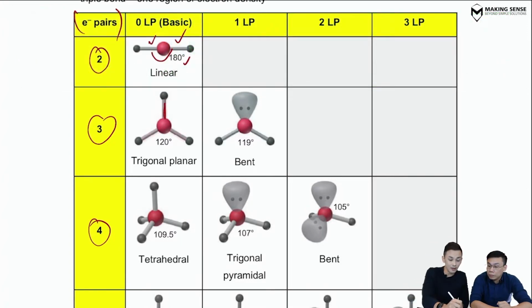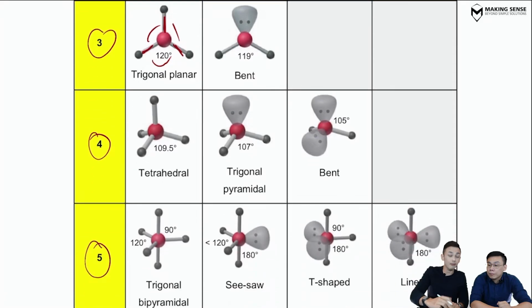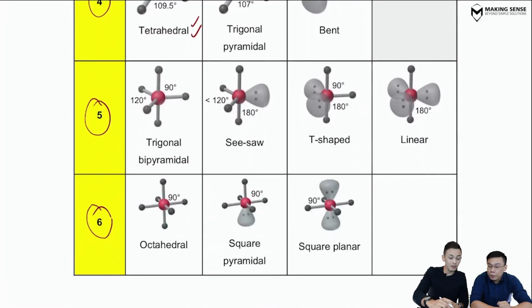Now, if you have 3 electron densities around the central atom, then they will adopt 120 degrees, which is trigonal planar. If you have 4, then 4 will be tetrahedral, 5 will be trigonal bipyramidal, and 6 will be octahedral, right? So the rationale behind the basic shape is always the fact that electrons, they want to be as far apart as possible, right?